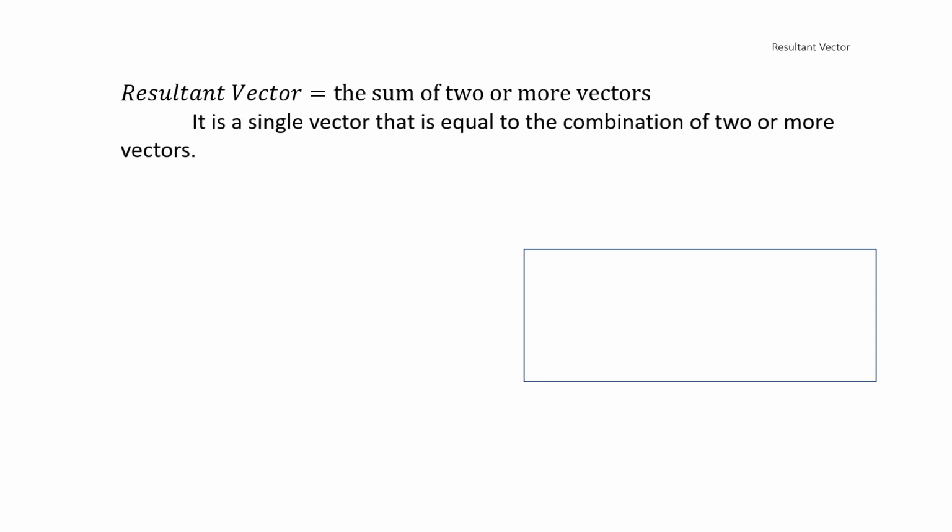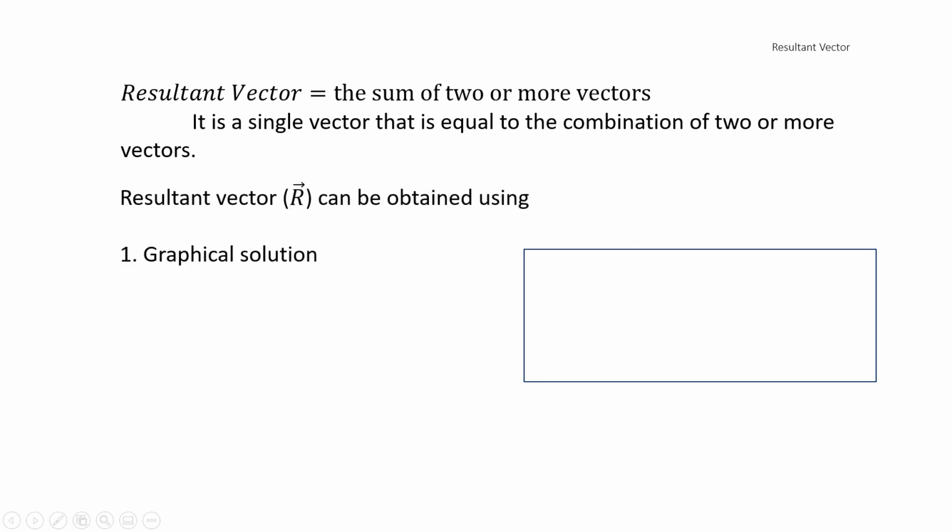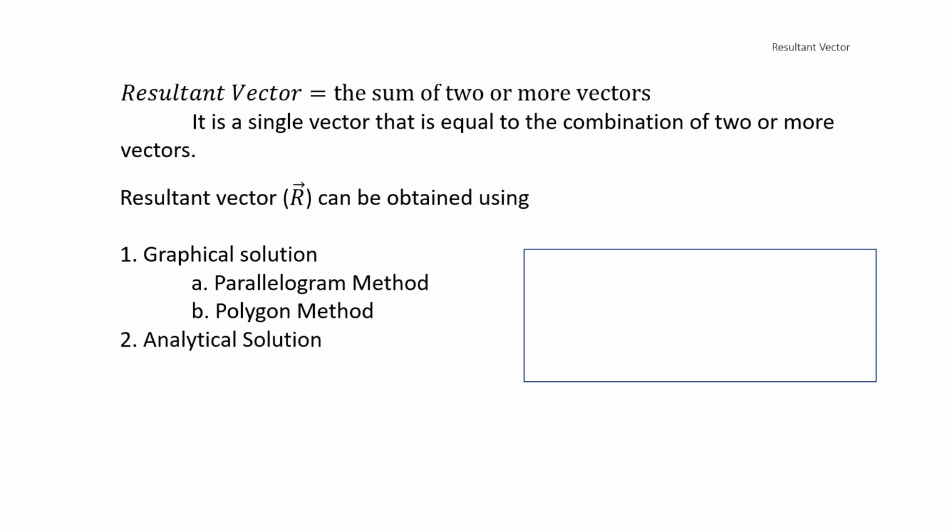Resultant vector is the sum of two or more vectors. It is a single vector which is equal to the sum or the combination of two or more vectors. Resultant vector can be obtained using graphical solution. That includes Parallelogram Method and Polygon Method. The second solution to obtain the resultant vector is analytical.